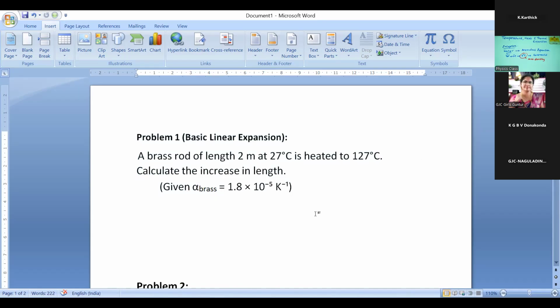A brass rod of length 2 meter at 27 degrees Celsius is heated to 127 degrees Celsius. Calculate the increase in length, that is, the linear expansion. Given alpha brass, that is the coefficient of brass, is 1.8 into 10 power minus 5 Kelvin inverse.